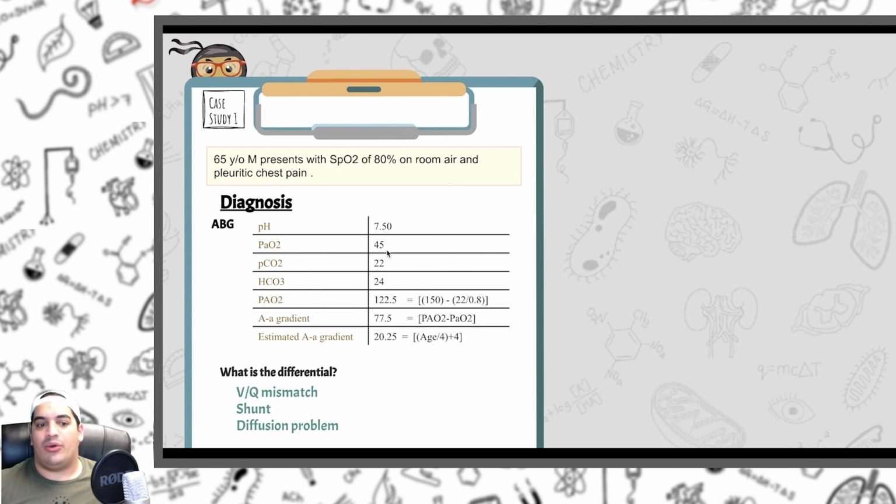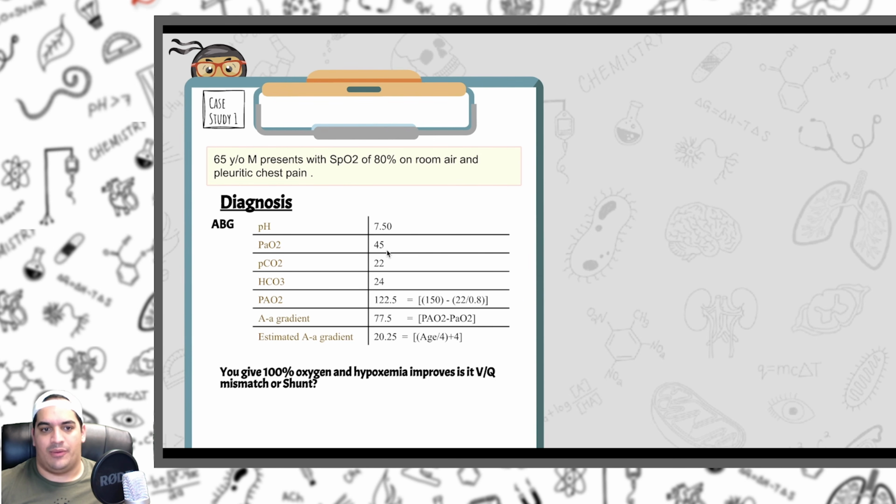And so we go through that process, whether it is a VQ mismatch, a shunt problem, or a diffusion problem, which was the last one that we talked about, which is like an interstitial lung disease issue. But I think the next thing that's really important here is, if we think it's a VQ mismatch or a diffusion problem, we could actually give these patients 100% FiO2. Generally it will improve the patient who has a VQ mismatch, but it will not improve the oxygen saturation of those who have a shunt.